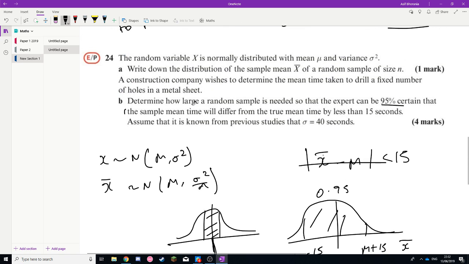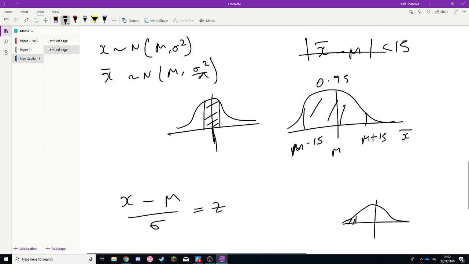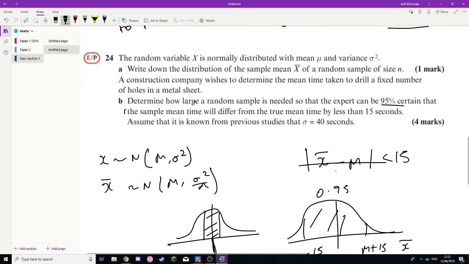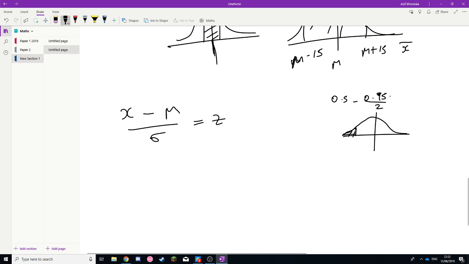I'm going to look up the value of the z value such that this area is 0.95 divided by 2. 0.5 minus that. Why? This area is 0.5, and this area is 0.95 divided by 2. So 0.5 minus 0.95 over 2 will give me this area. I think this is a hard question, unless this is simpler than I'm doing. But this will give me a z value. This should be negative, isn't it?